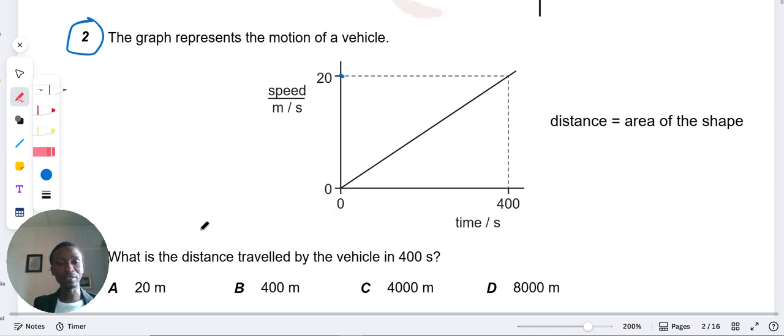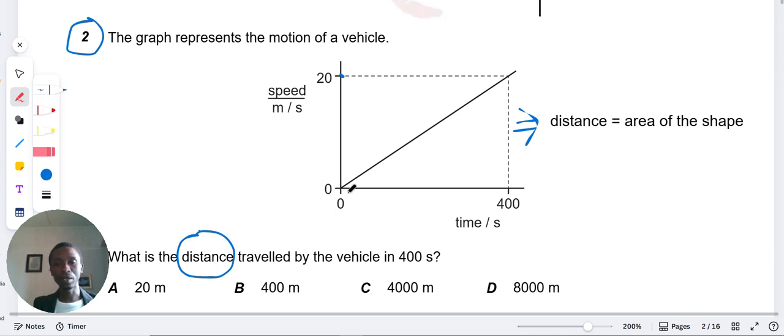Let's first identify the problem. The problem is what is distance. We want to get distance. Distance on what? On a velocity or speed time graph. And whenever we are getting distance on a velocity time graph, the formula we use is distance is equal to area of the shape. So what kind of shape do we have?